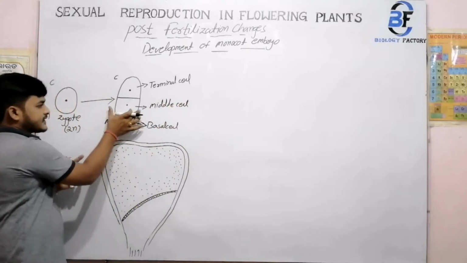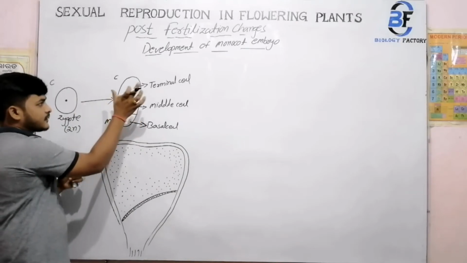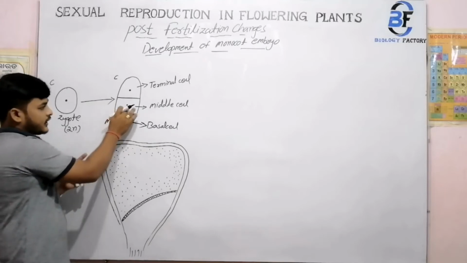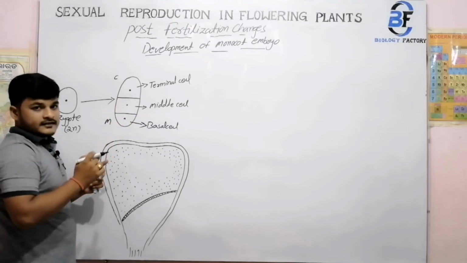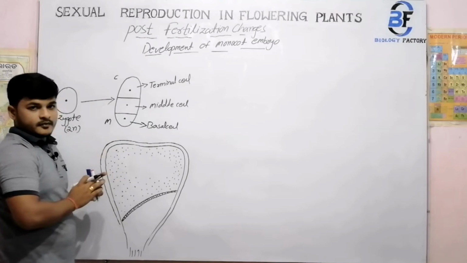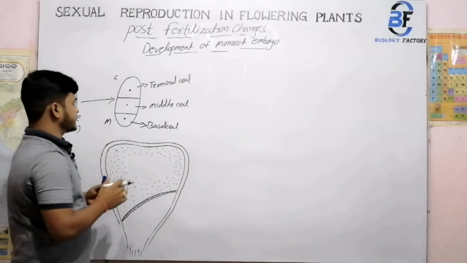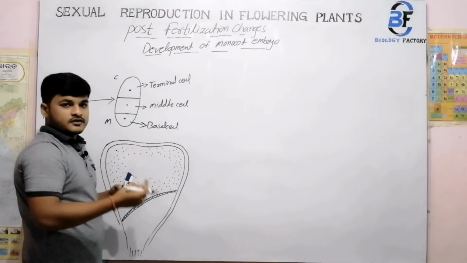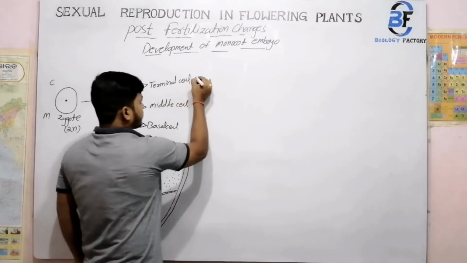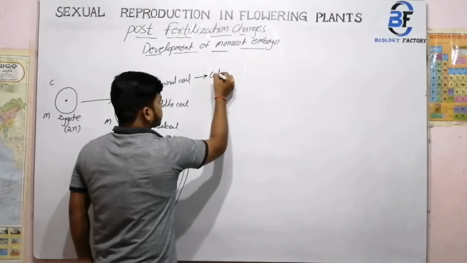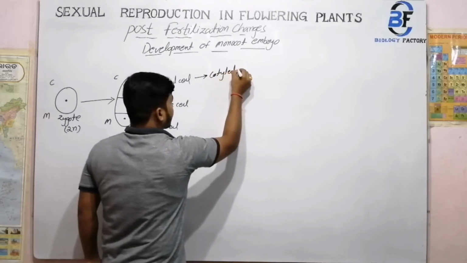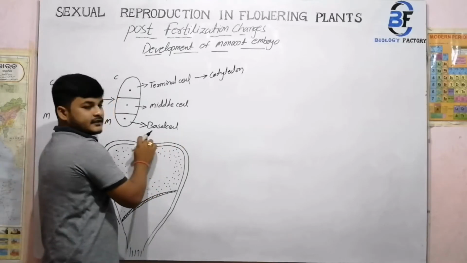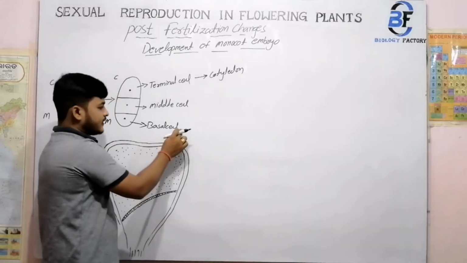So a single change takes place over here, from dicot to monocot. In dicot 2 cells are formed. In monocot the third cell is formed, that means the middle cell. Next, the major change is that the terminal cell forms the cotyledon. That means from the terminal cell the cotyledon is formed. And there is no change that takes place in the basal cell.